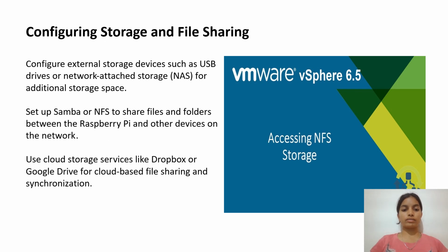Configuring storage and file sharing. Configure external storage devices such as USB devices or network attached storage for additional storage space. Set up Samba or NFS to share files and folders between the Raspberry Pi and other devices on the network. Use cloud storage services like Dropbox or Google Drive for cloud-based file sharing and synchronization.